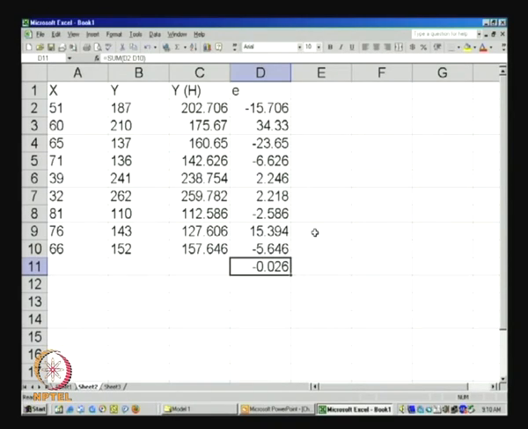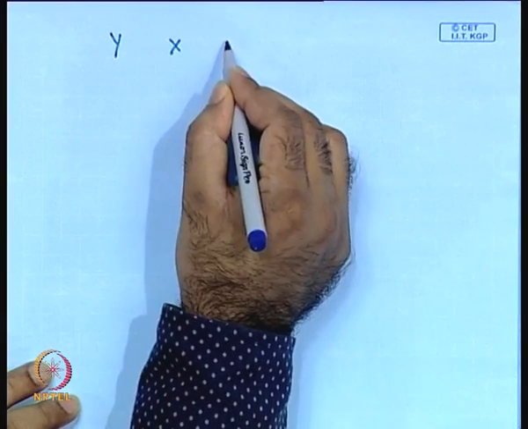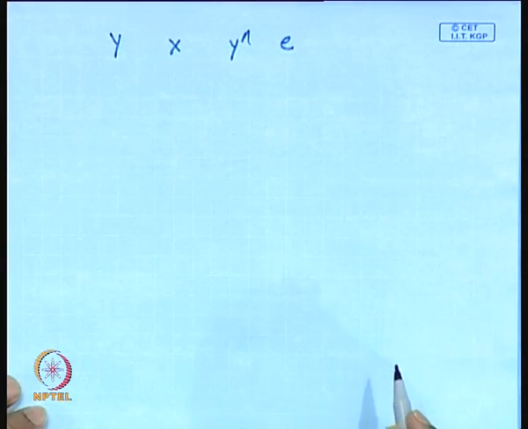Okay, so now what we have received. Initially we started with the y information and x information. In the meantime, we have received y hat and we have received the error component.